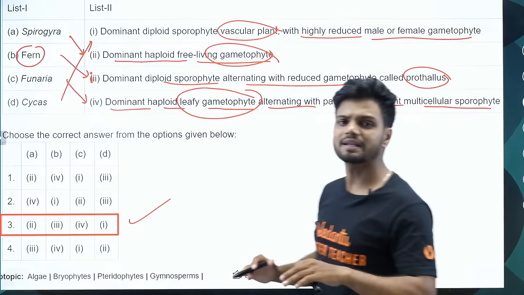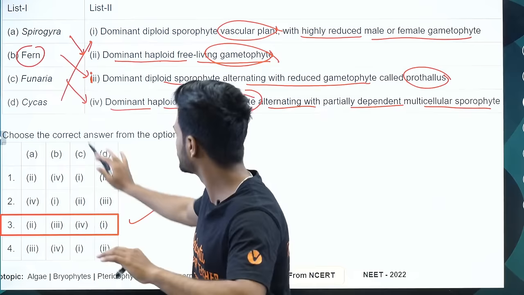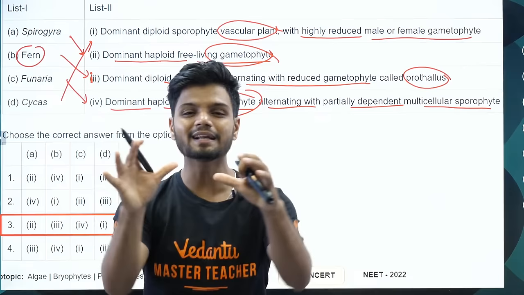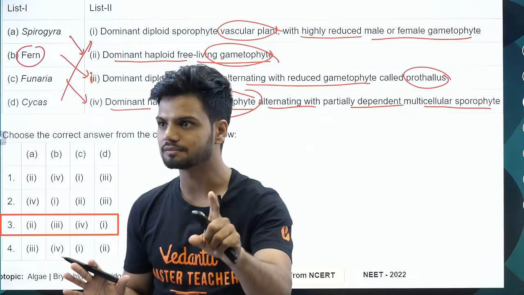But in the case of ferns, we know it is not highly reduced. Only in the case of your Cycas, which is a gymnosperm, male and female gametophytes are highly reduced and dependent on the sporophyte. Clear? Are you understanding, students? This is how you solve such questions.